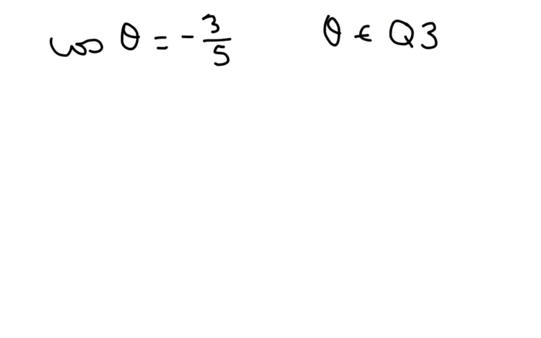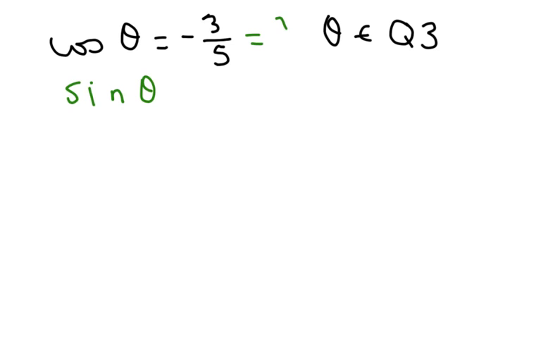And here's another way to present it. They give you cosine of theta is equal to negative 3 over 5, and theta is in quadrant 3. So we need to find all the other ratios. If we're in quadrant 3, I want to know what sine of theta is.